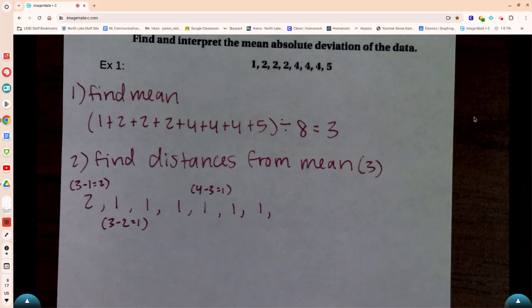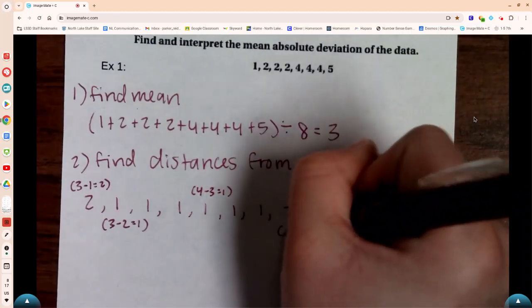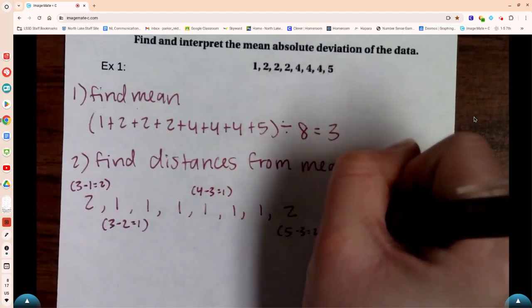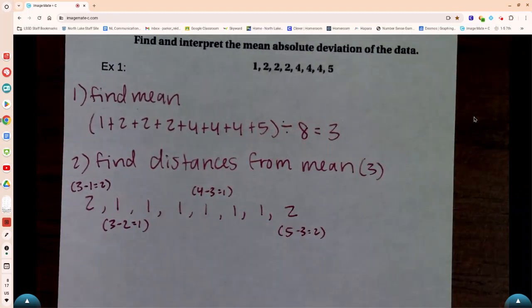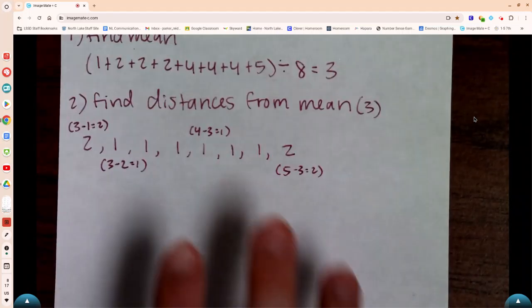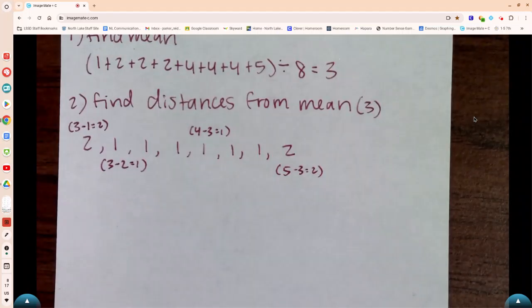Sandra? 2 away, because 5 minus 3 is 2. When I'm writing that little subtraction thing, it's not because you necessarily need to type 5 minus 3 in your calculator. It's just reminding you how you could find the distance if you didn't know. With these numbers, it's pretty simple, right? Like how far apart are 2 and 3?